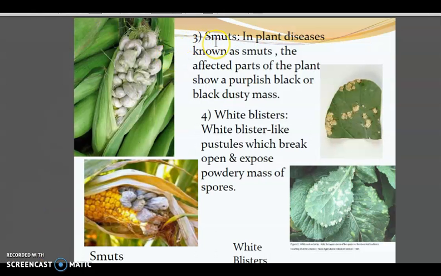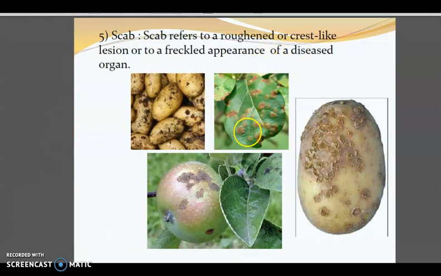Then there are smuts. They are purplish black or black dusty masses. And there are white blisters which break open and expose a powdery mass of spores. Then you can see scabs. It is usually found in potatoes. It has a crust-like lesion and a freckled appearance.